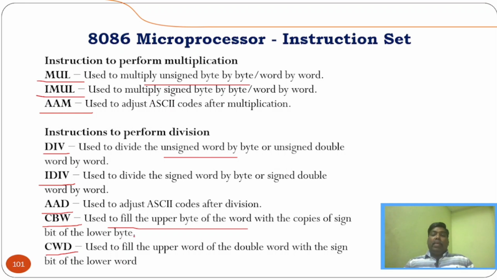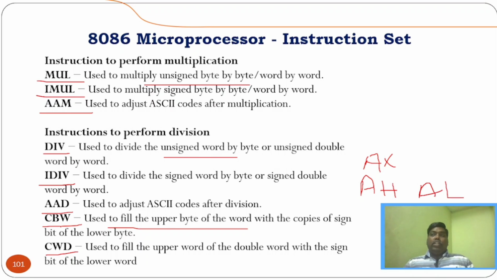What does it mean? Say for example, I'll repeat this again. It is used to fill the upper byte of the word with the copies of the sign bit of the lower byte, right? I already said it converts byte to word. Say for example, we know that we have the AX register. What is the AX register? We have AH as well as AL register, right?